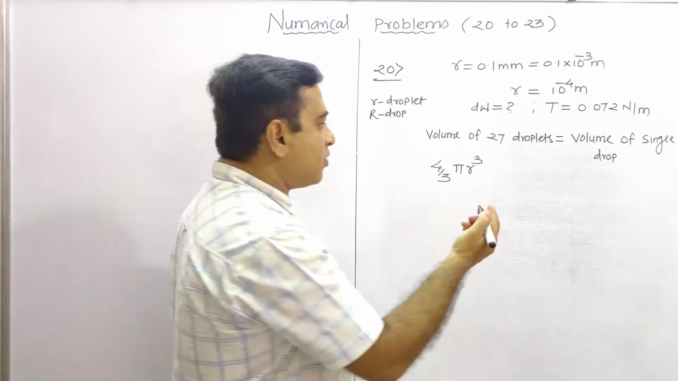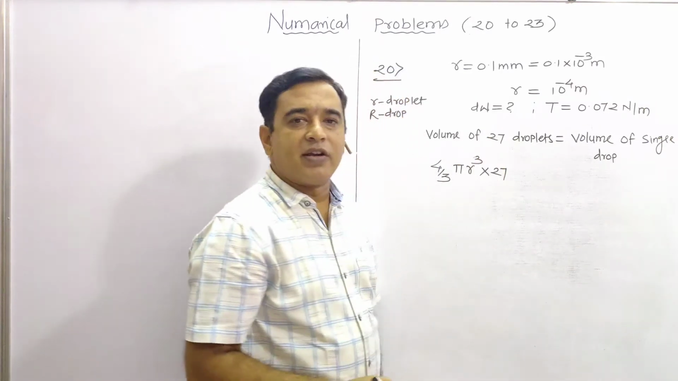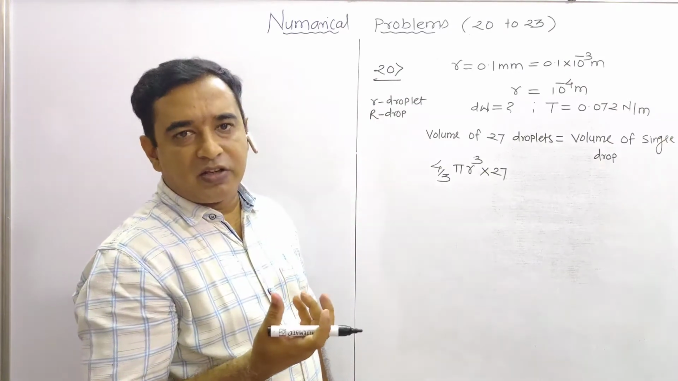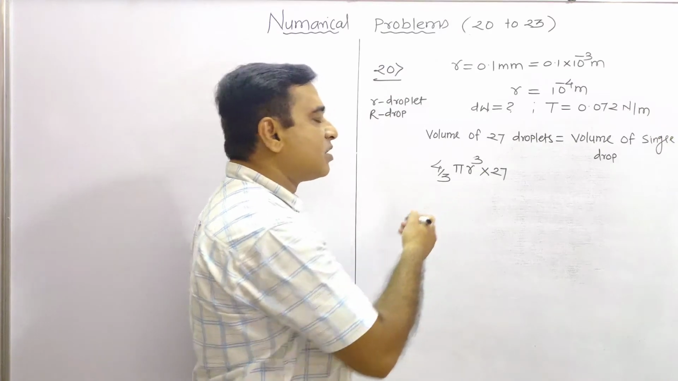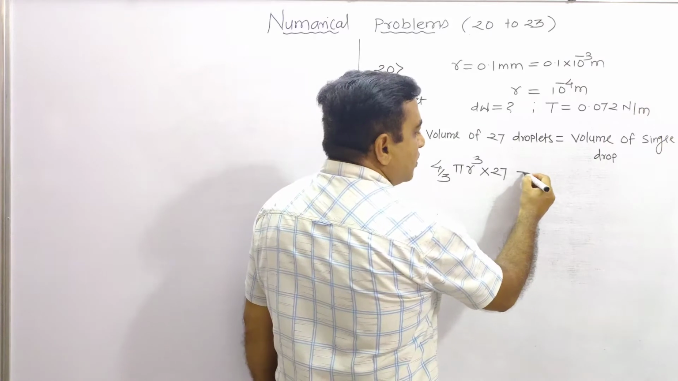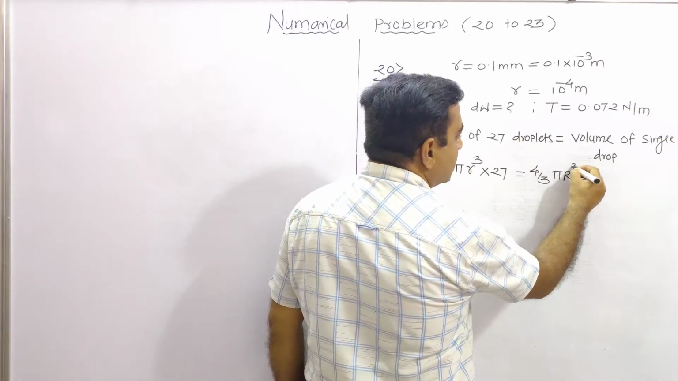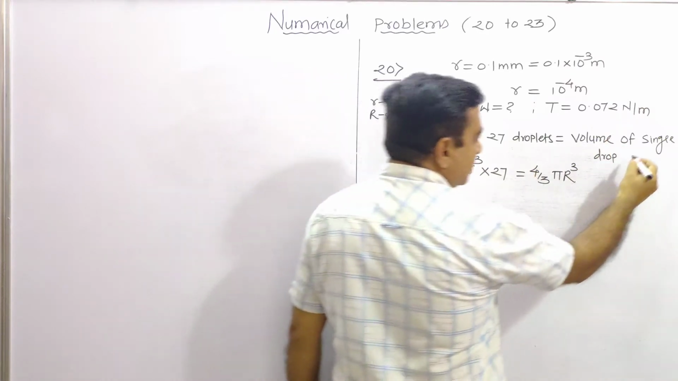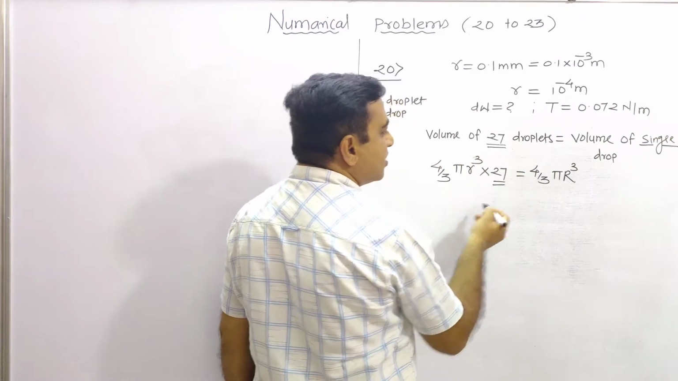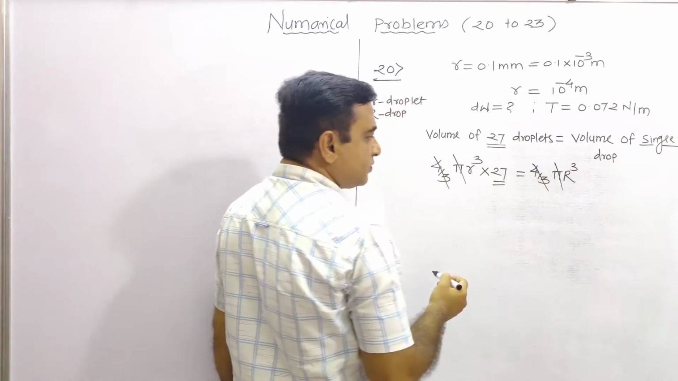The droplets, how many? Such 27 we have, so multiplied by 27. The droplet is spherical in nature, and that's why its volume is 4 by 3 pi r cube, which is the volume of a sphere. So it is 4 by 3 pi R cube, as this is a single drop. See, this is a single, and how many of these are there? 27. That's why multiplied by 27. Similar terms get cancelled.